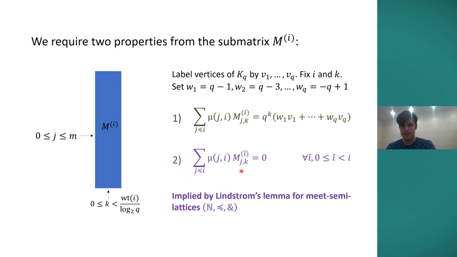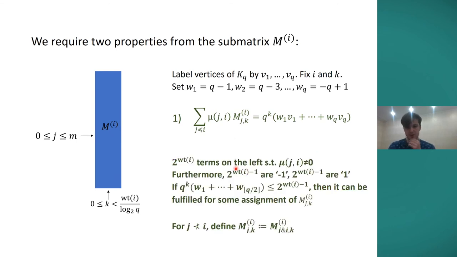The second property looks like that. It's similar to the first one. Basically it's a similar expression, but the index i here is about submatrices which are located to the left with respect to this matrix. And somehow this property is implied by the Lindström lemma for meet semilattices. And this property is fulfilled just because we define our matrix in some special way.